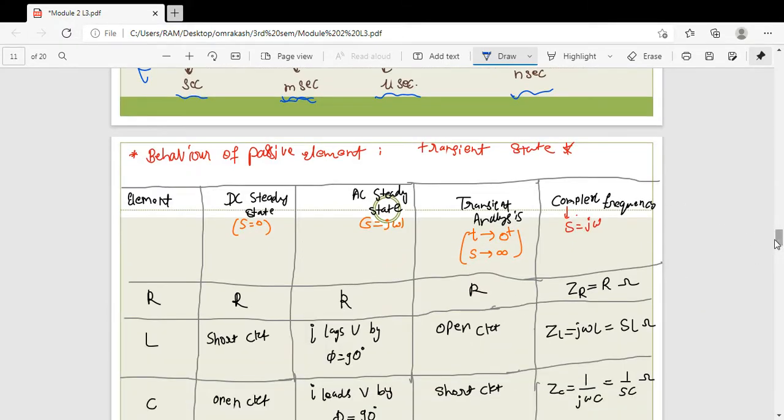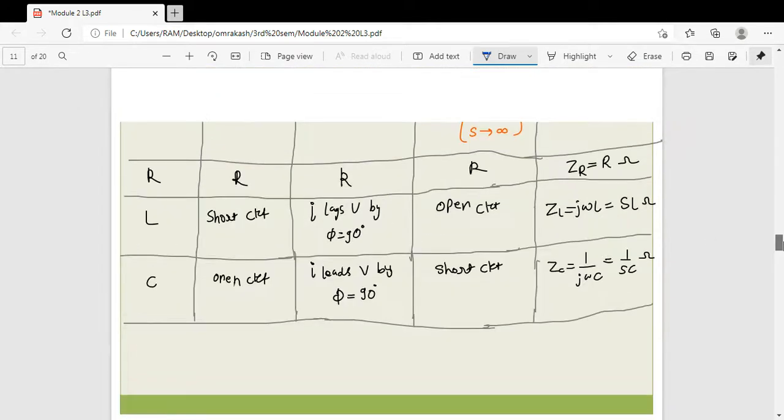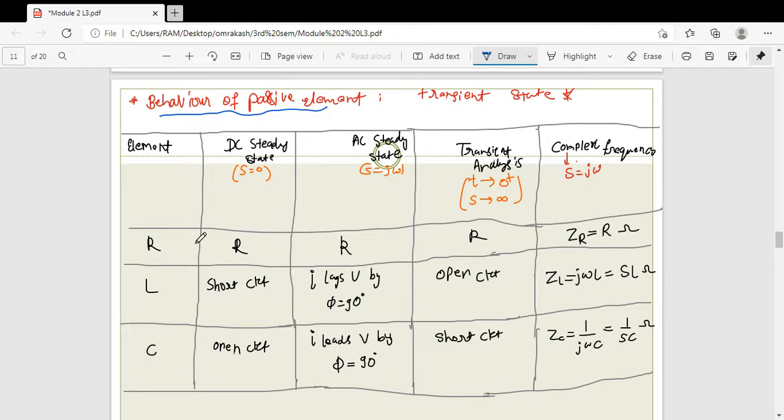Now, this behavior you have to remember while solving problems in time domain analysis. Now see, what effect happens on the resistor? Resistance doesn't change, right? And no special effect happens during the switching operation. So this is your basic element. Now this is the DC steady state condition. So this is the steady state condition at this instant, s equals 0.